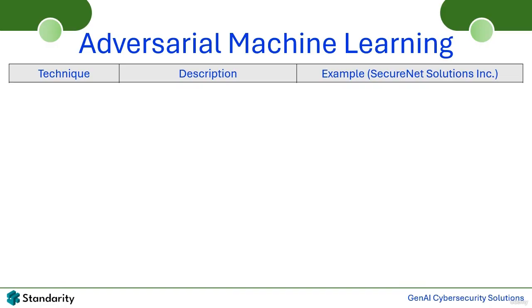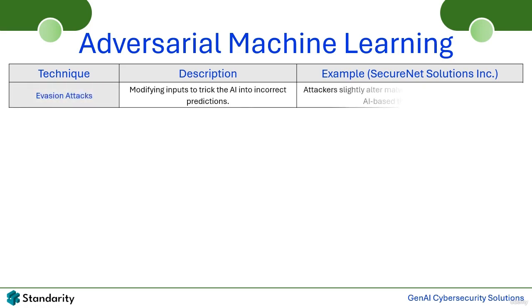Adversarial machine learning presents a significant challenge by leveraging techniques to compromise AI models. One common method is evasion attacks, where attackers subtly modify inputs to deceive the AI into making incorrect predictions. For instance, SecureNet Solutions Incorporated experienced this when malware samples were slightly altered to bypass their AI-driven threat detection systems. These attacks exploit the AI's reliance on patterns, making them difficult to detect.